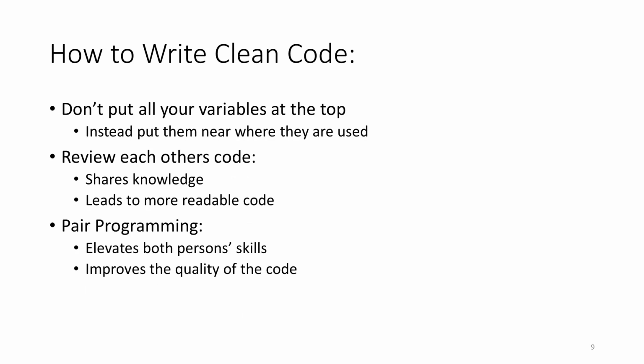Don't put all your variables at the top of your code. Instead, put them near where they are used. Review each other's code. If you're working on your own, find someone you trust to do code reviews for you. Doing this is important because it shares knowledge and leads to more readable code. Try to program in pairs. Doing pair programming elevates both persons' skills and improves the quality of the code.